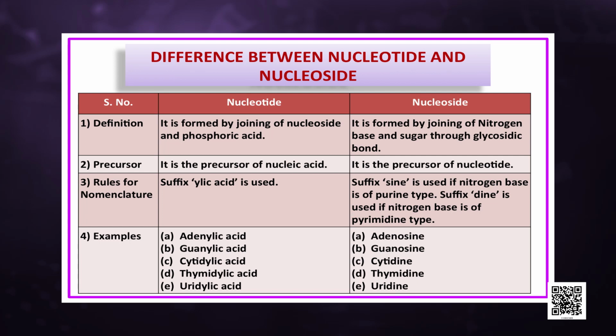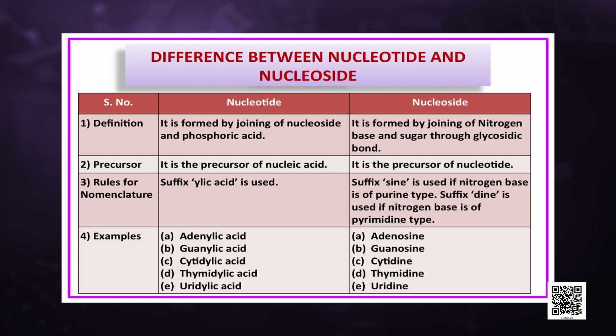Let's try to understand the differences between nucleotide and nucleoside. Nucleotide is formed by the joining of nucleoside and phosphoric acid, whereas nucleoside is formed by joining of nitrogenous base and sugar with the help of glycosidic bond. Nucleotide helps in the formation of nucleic acid. It is the monomeric unit of nucleic acid, whereas nucleoside is the precursor of nucleotides.